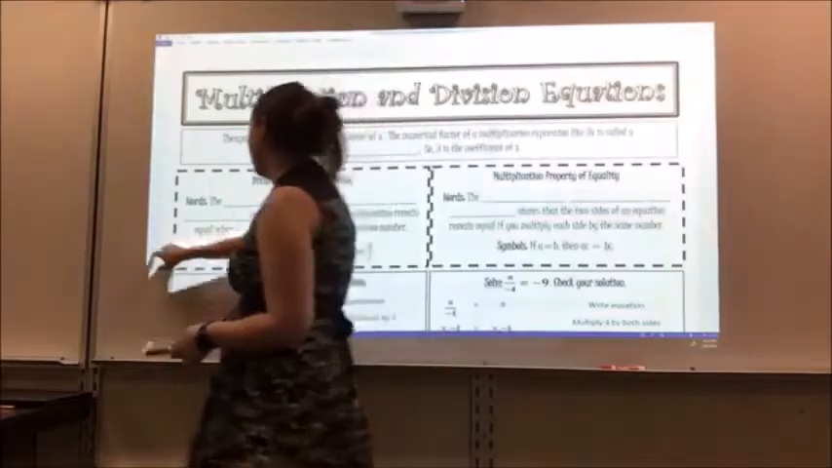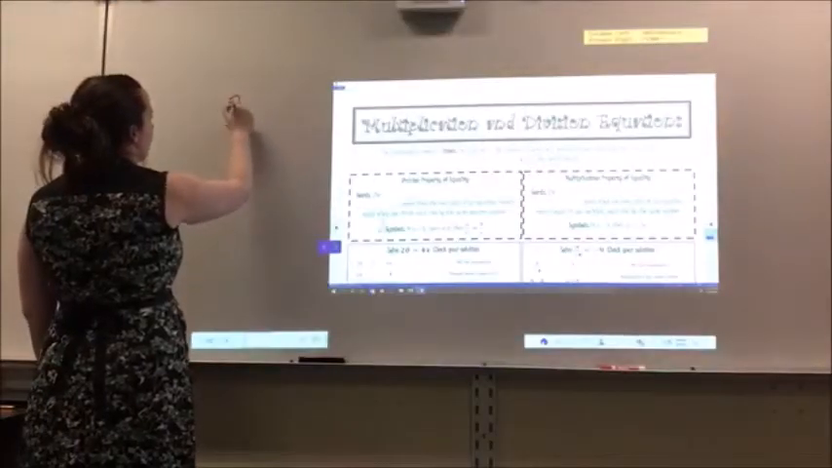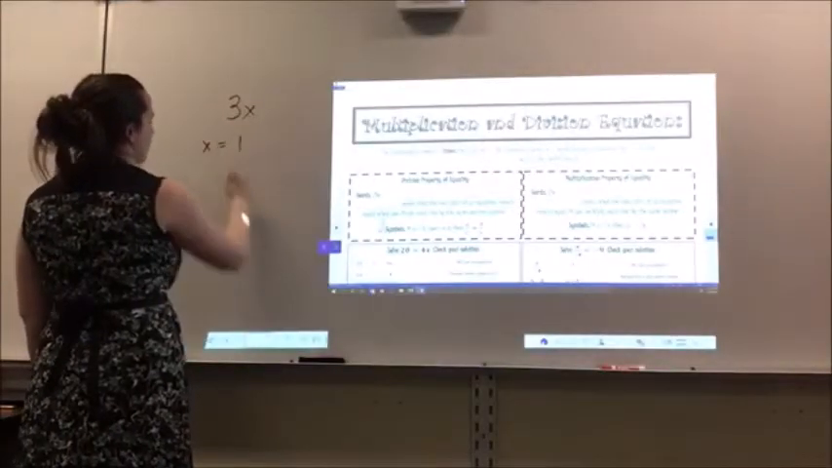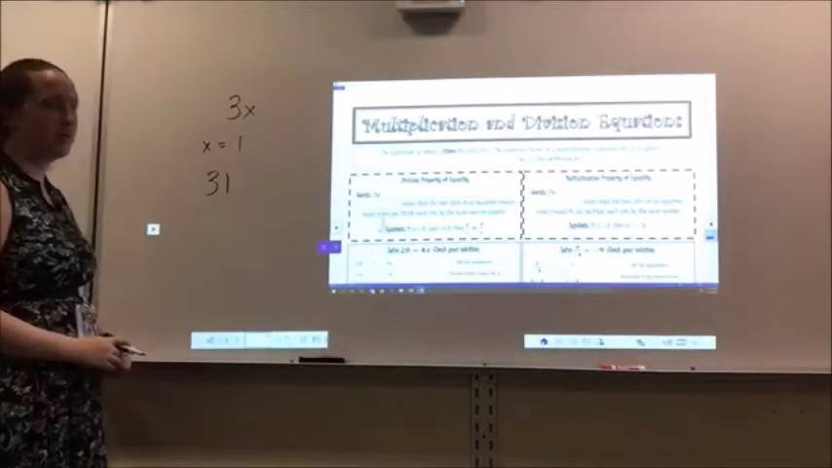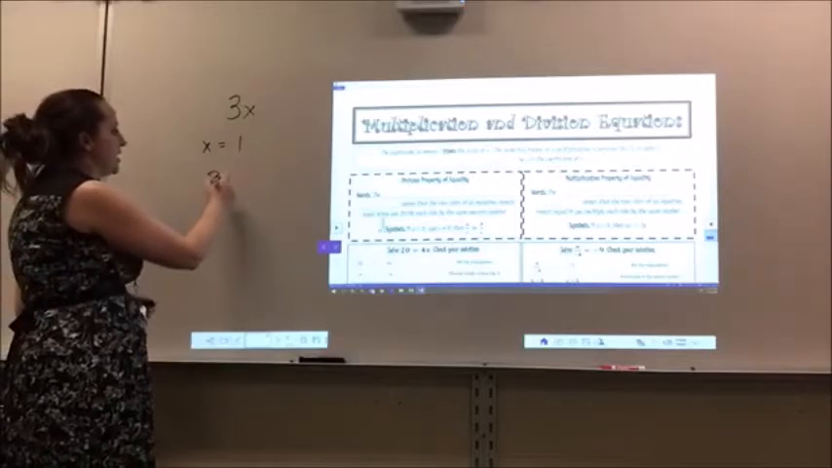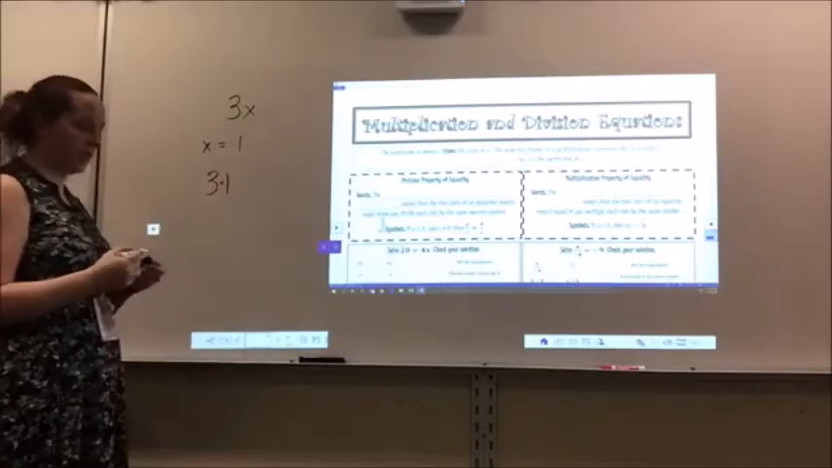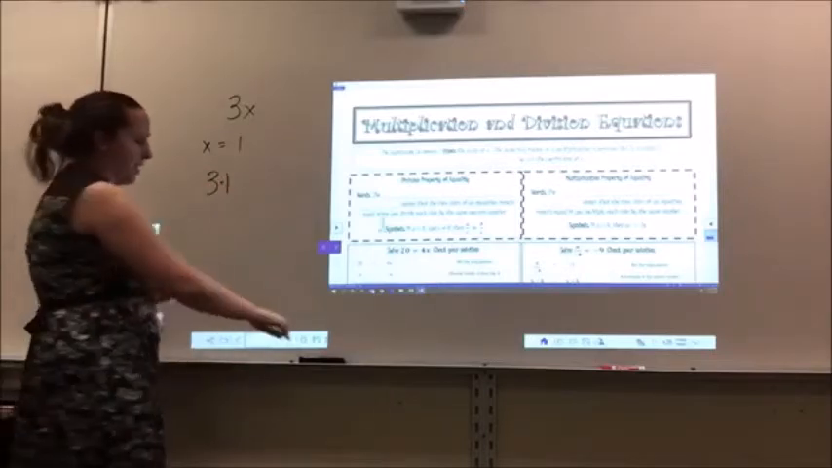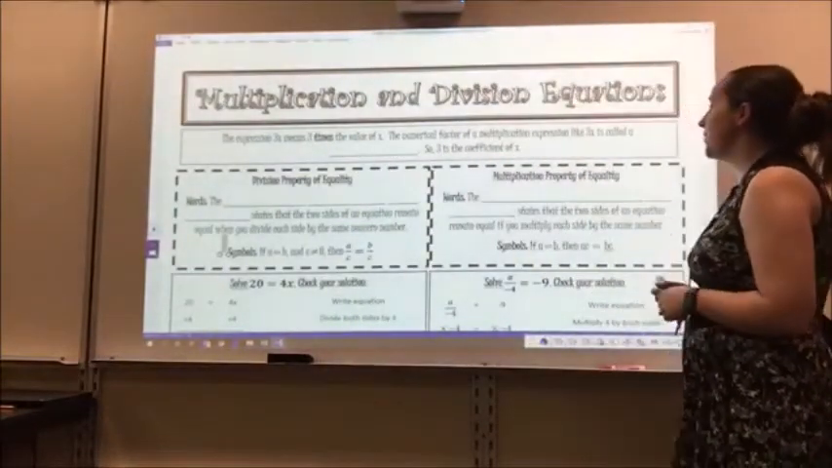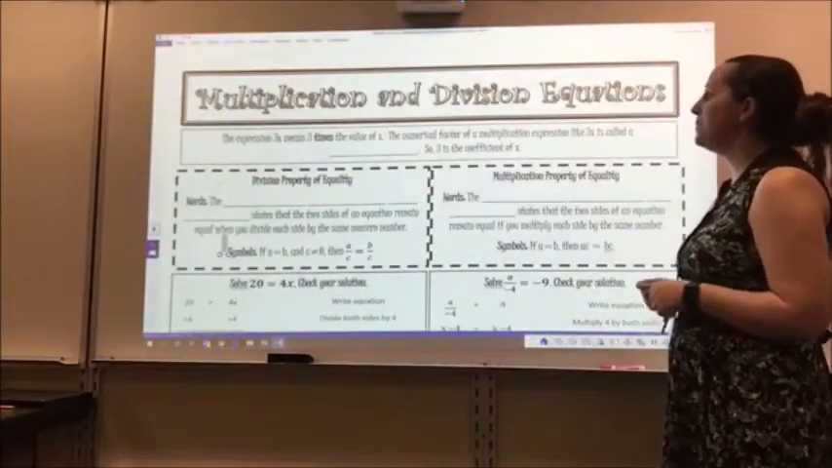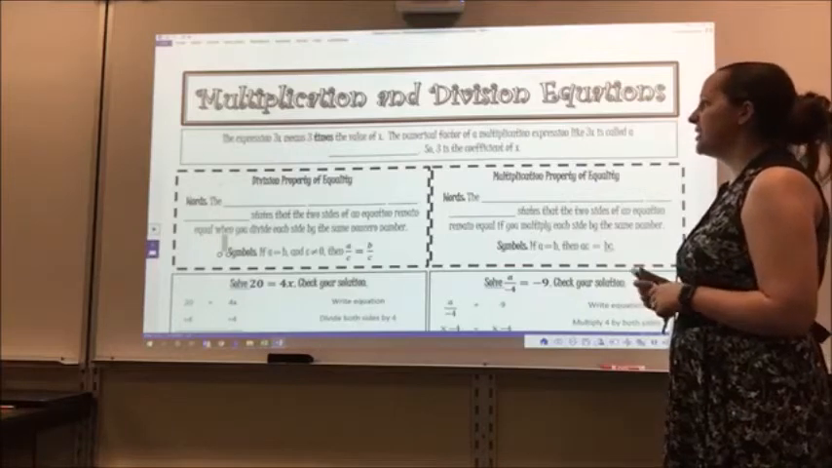So for example, if I have 3x and x equals 1, that doesn't mean this is 31. Okay? This means this is 3 times 1. There's an invisible multiplication symbol in there. So the numerical factor of a multiplication expression like 3x is called a blank. So 3 is the coefficient of x.